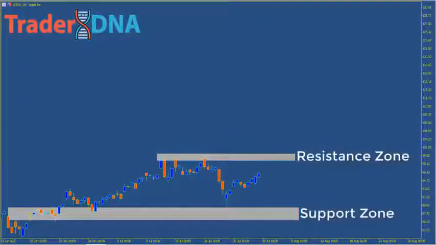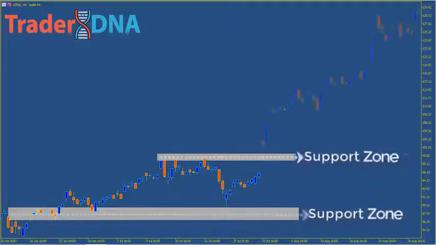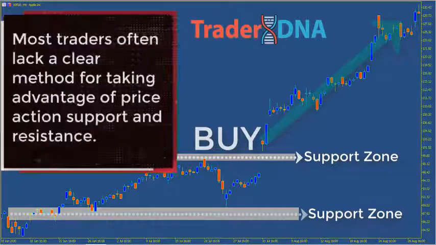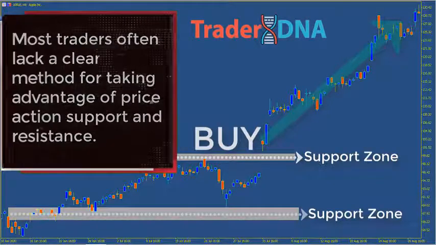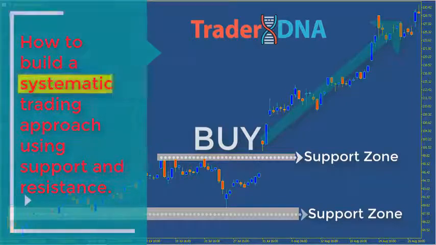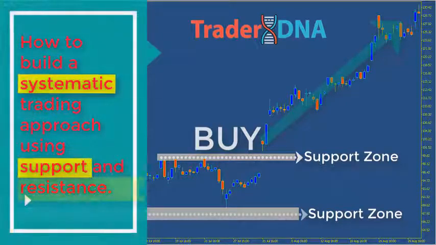The best trades usually happen around support and resistance. No matter how you see the chart, it will be obvious. Most traders love to use support and resistance as a trading strategy, but they often lack a clear method for taking advantage of price action support and resistance. In this video, I will show you how to build a systematic trading approach using support and resistance.